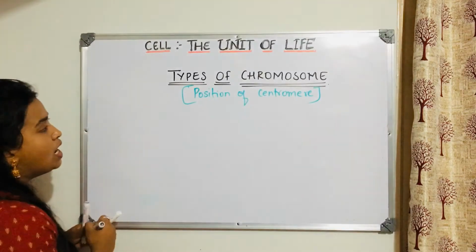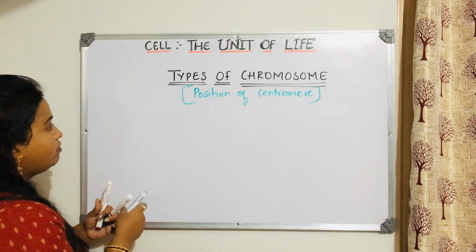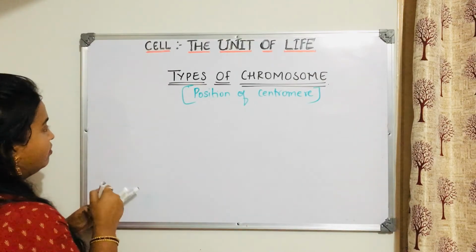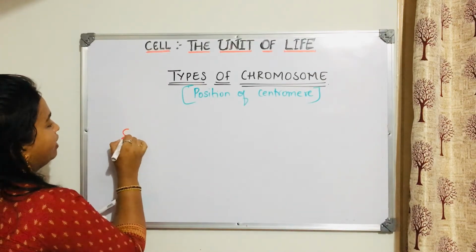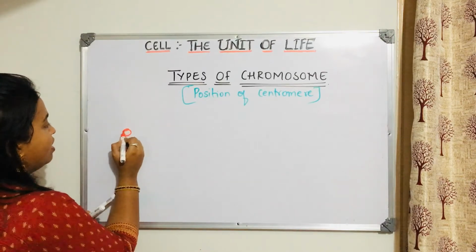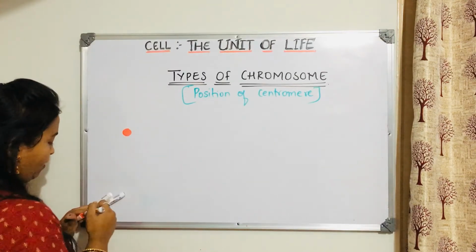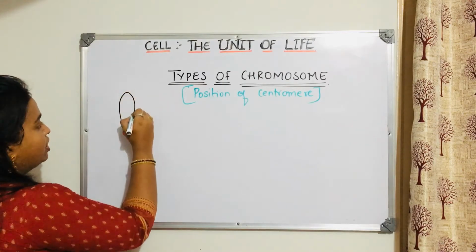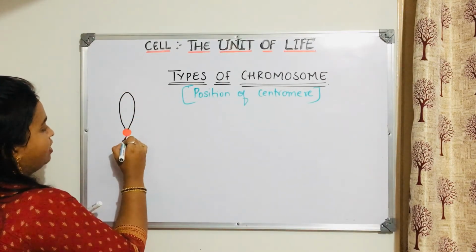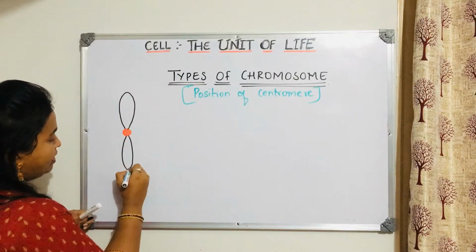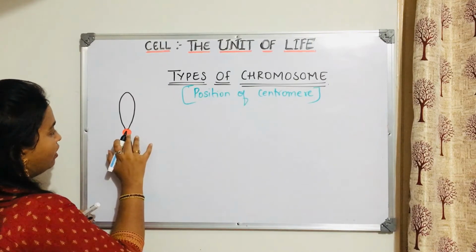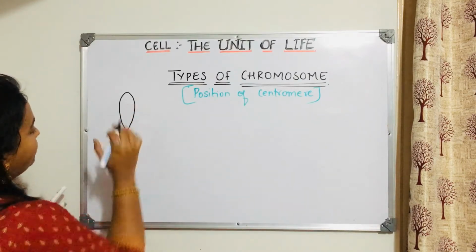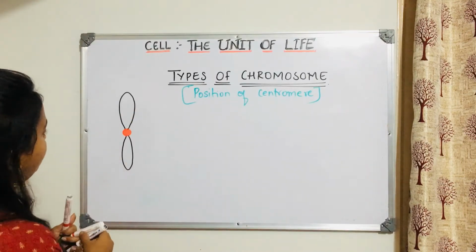Let us see that. Now for example, let us consider this as a chromosome. Okay, here this is the centromere region. And what are these? Now you should just tell me, fatafat. These are chromatids. Chromatid. Okay. Now this is the centromere region.